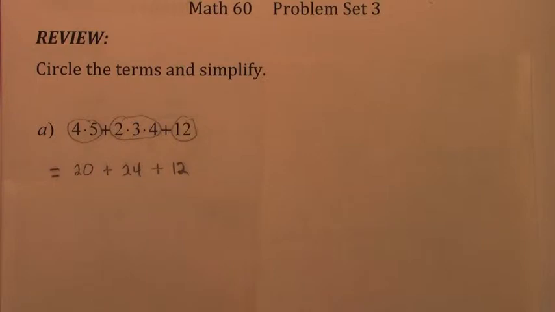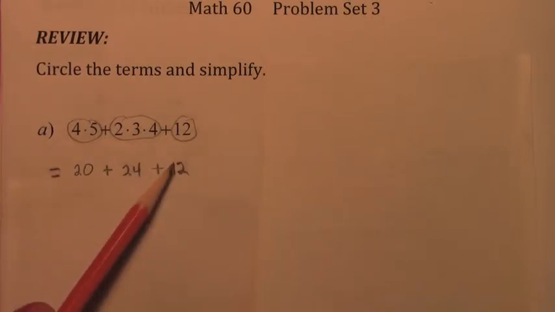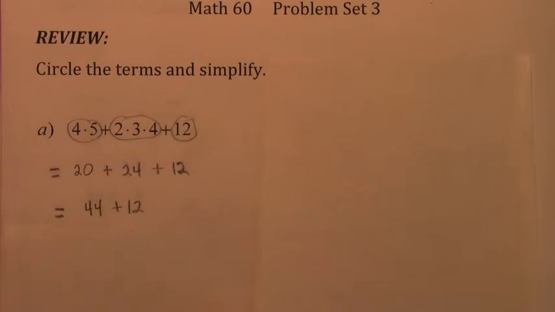In terms of simplifying it, though, we'd follow the order of operations and do the multiplications first. 4 times 5 is 20. 2 times 3 is 6. Times 4 is 24. Plus 12. I get 44 plus 12 when you do this addition. Final answer is 56.